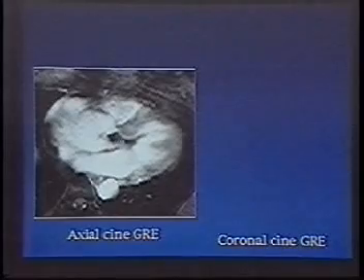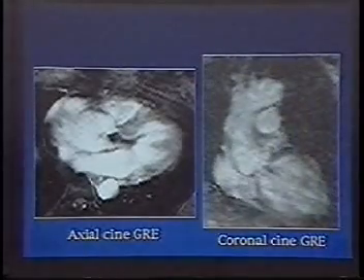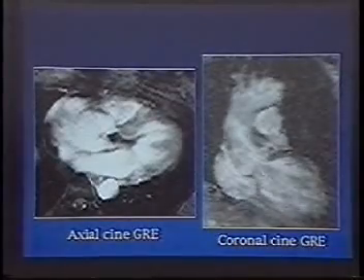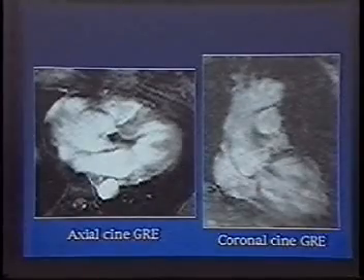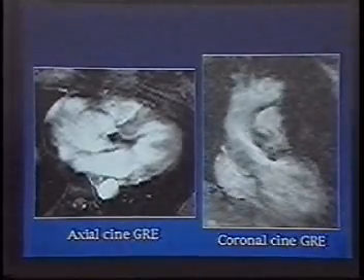So this person has aortic insufficiency. We can actually see that on the cine, on this coronal image. Notice right there, this black flow jet propagating into the left ventricle. This is aortic insufficiency.